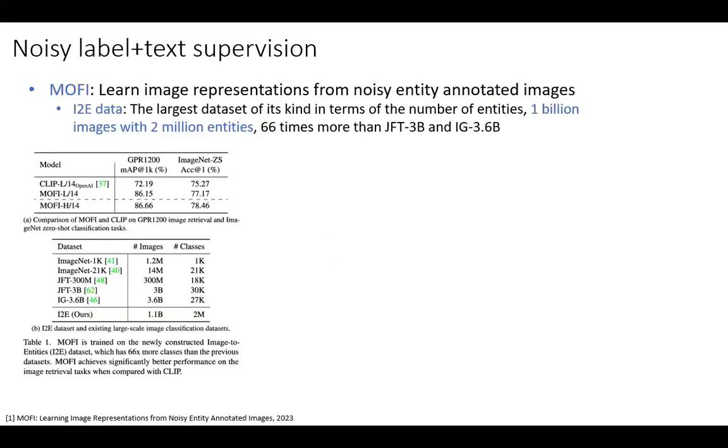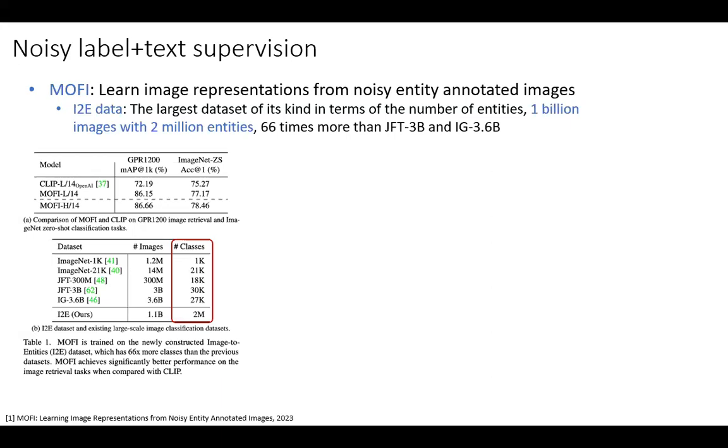And recently, we also have the MOFI paper, which tries to learn image representation from noisy entity-annotated images. So here the authors proposed the I2E data, and I think this is the largest dataset of its kind in terms of the number of entities they have been using. As you can see, the authors have collected 1 billion images with 2 million entities. So the message is that if you want to do supervised pre-training, then you'd better have a large number of labels that you want to predict from.